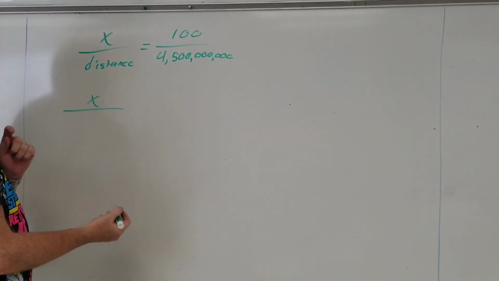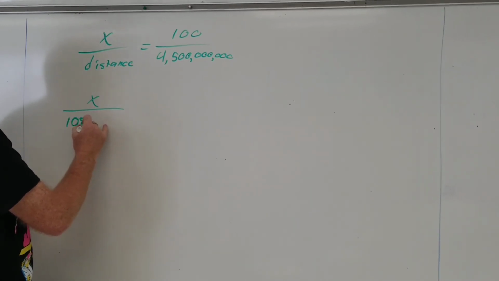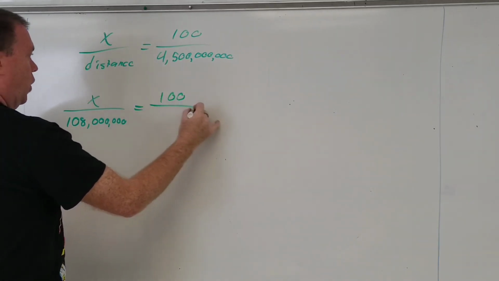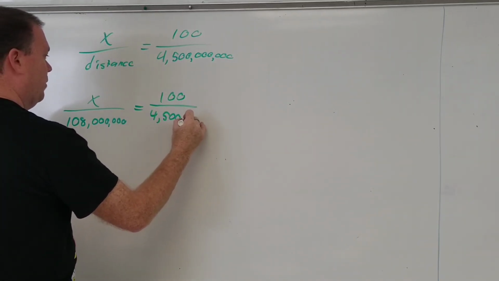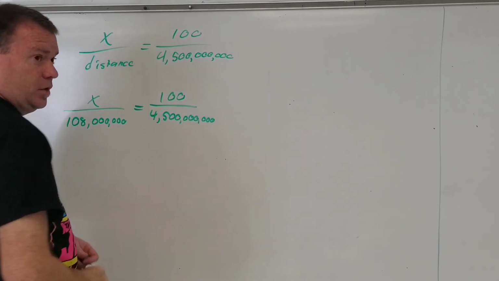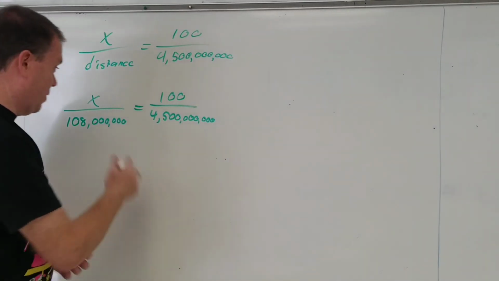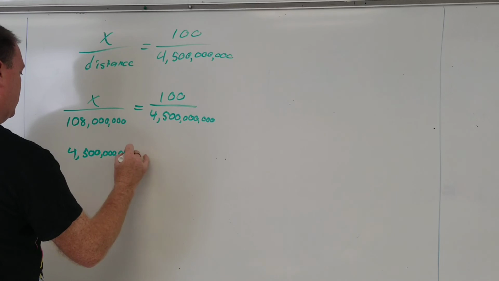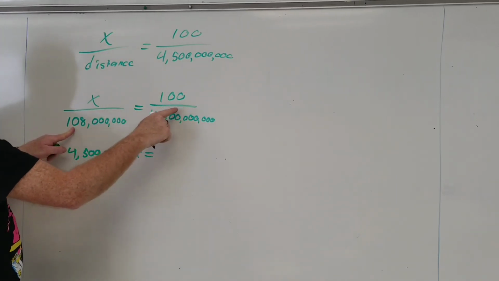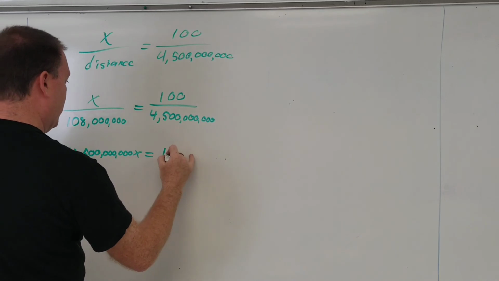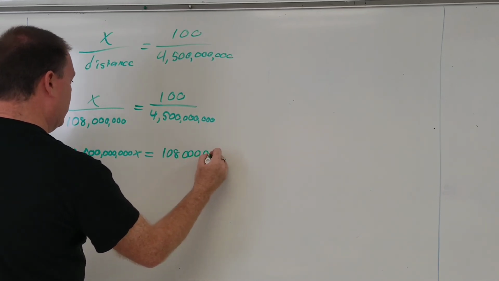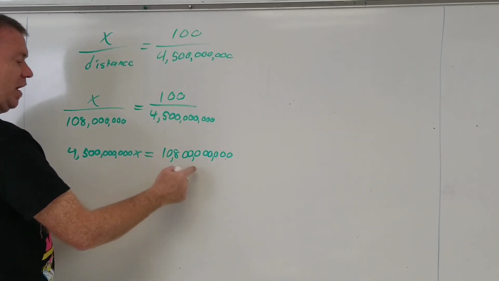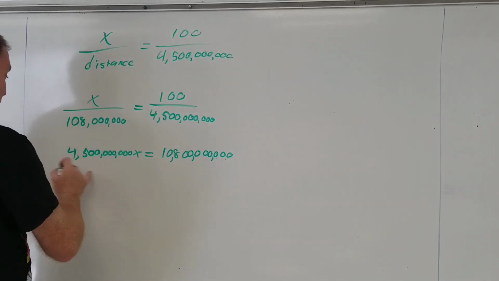X over Venus's distance, if you go back to your table, it's 108 million is equal to 100 over 4,500,000,000. All right? So when we do our standard cross multiplication, we get 4,500,000,000 x is equal to 108 million times 100, which is 108,000,000 with 2 more zeros. So we put our commas in the right spot here. We get 10,800,000,000.